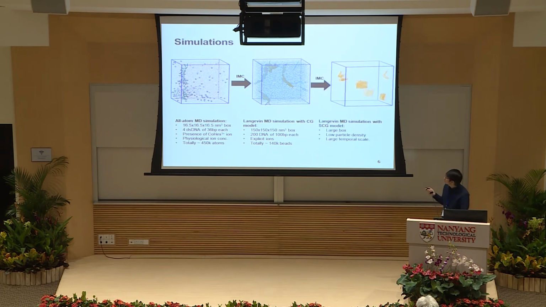And based on these simulations, we go one level higher through the inverse Monte Carlo procedure. This time, we don't even have ions. By the way, these blue and green dots are ions in our simulation. And for the higher SCG model, we don't have any explicit ions, and we don't have any charge. So we can use a really large box and put a lot of DNA inside, then just simulate for a long effective time length.